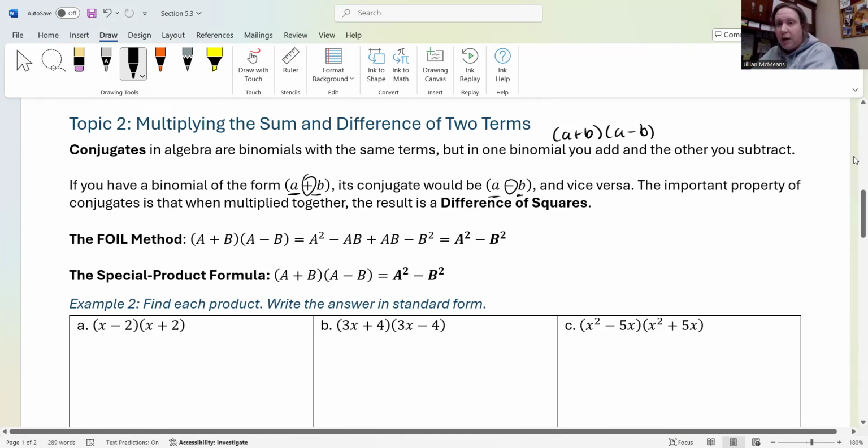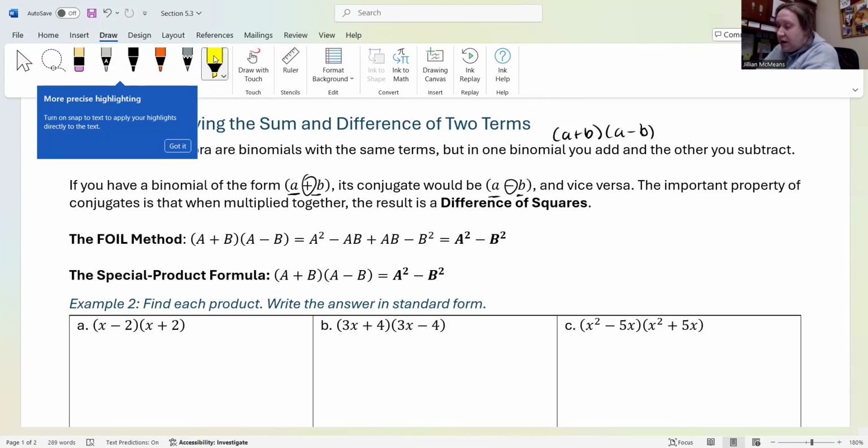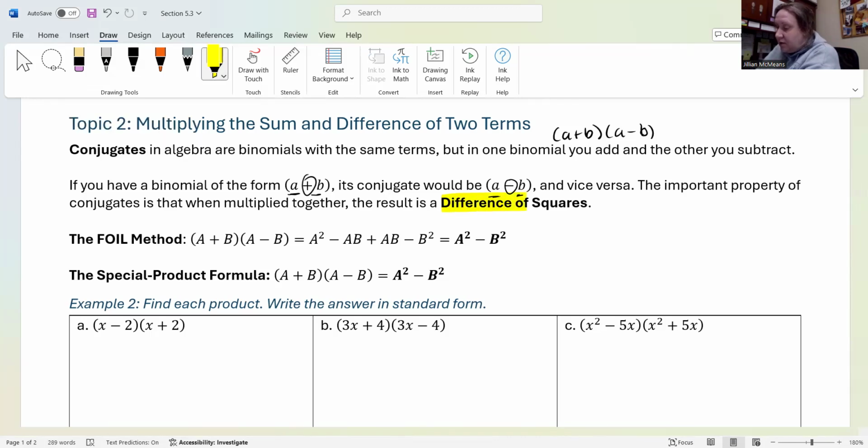The important property of conjugates is that when multiplied together, the result is the difference of squares, and this is what's going to come up in a future chapter when we talk about factoring. You're not going to necessarily say the difference of squares now, but the difference of squares is definitely going to come up in the future.